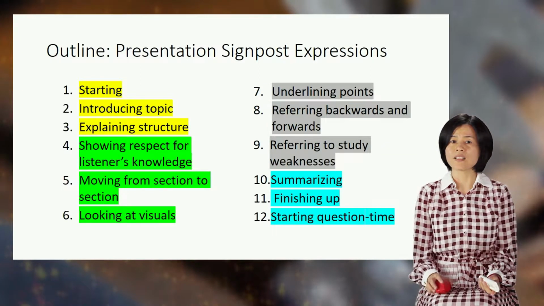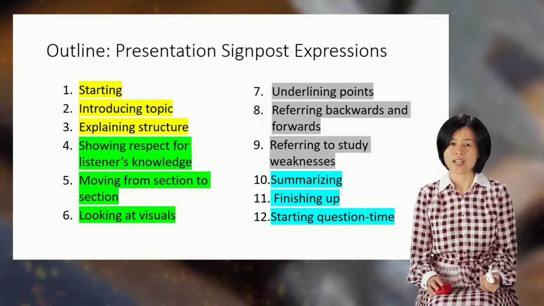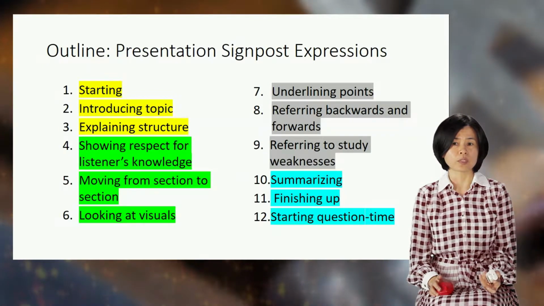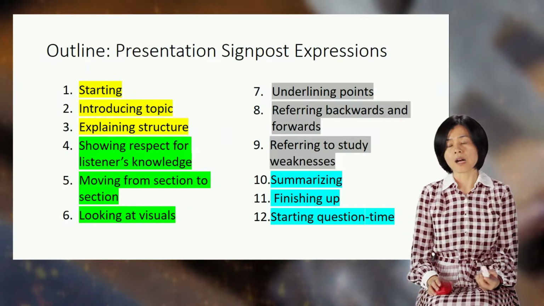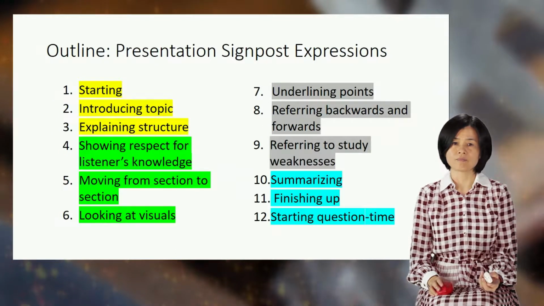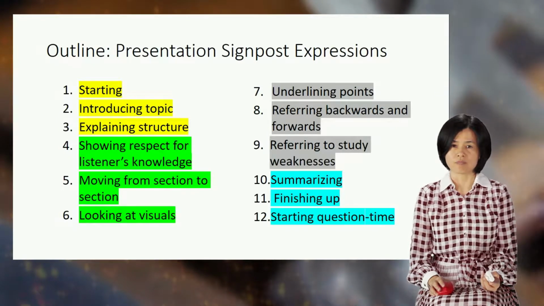This is the outline of all the topics for presentation signpost expressions. It's divided into 4 parts. I use 4 colors to distinguish the 4 parts. The first part is about how to start a presentation. The topics are in yellow. The second and third parts are signpost expressions during a presentation. And the final part is how to end a presentation. The topics are in blue.